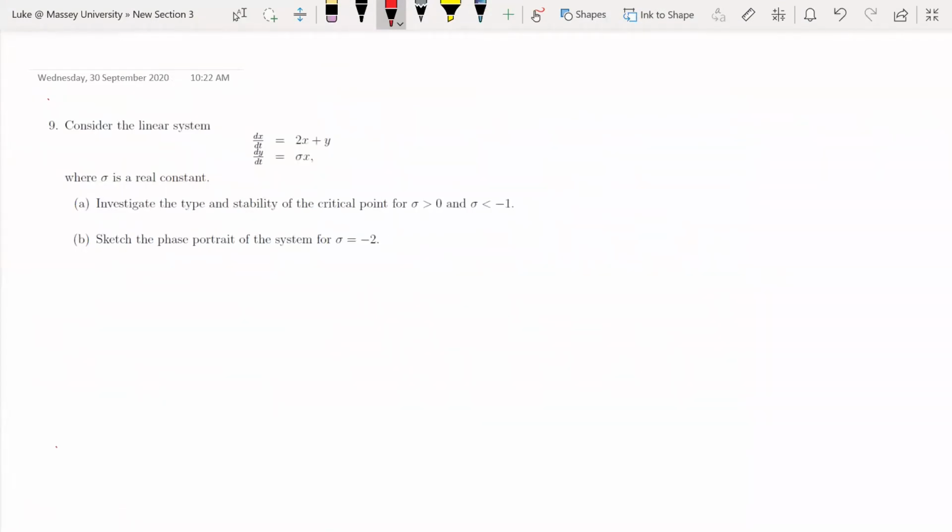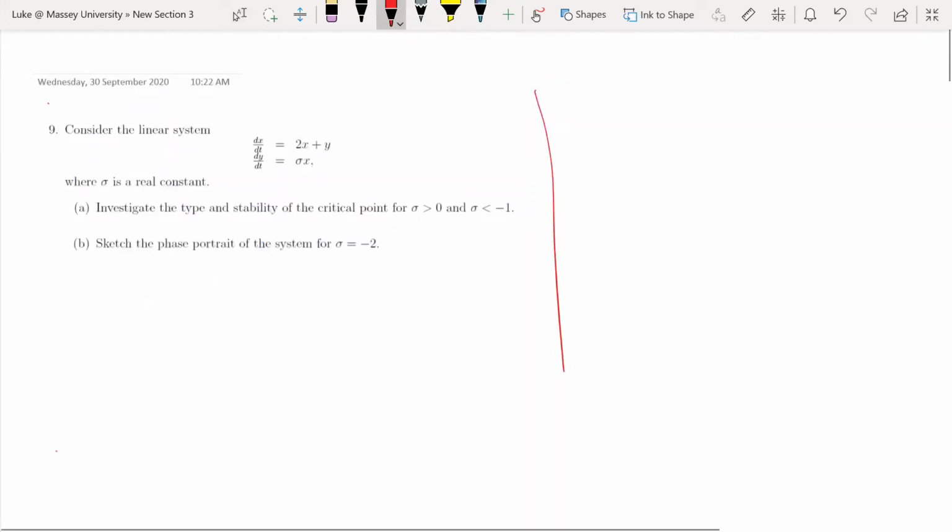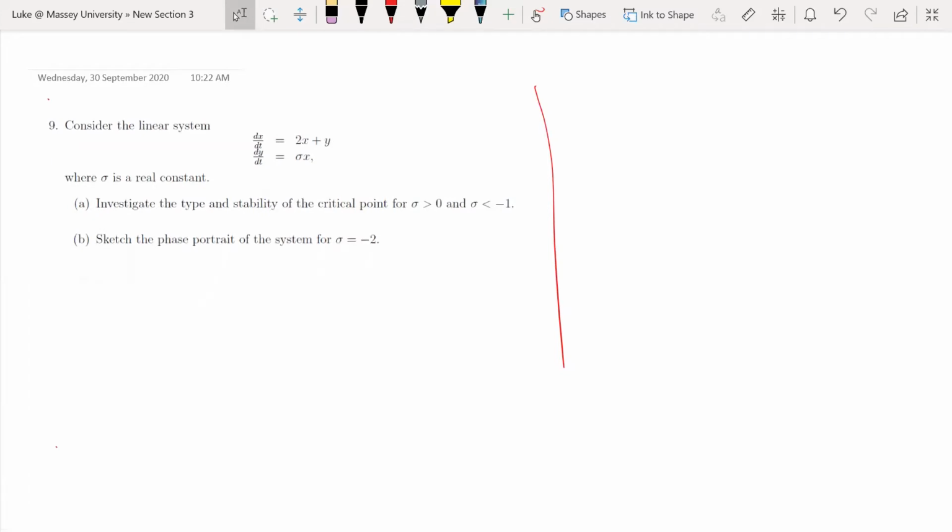So starting with question 9 here, we have this linear system, and we have this constant sigma. Okay, and sigma is an unknown at the moment. So we're asked to investigate the type and stability of the critical point for sigma greater than 0 and sigma less than -1. Well, the first thing we should say is that it's a linear system, so 0, 0 is the critical point.